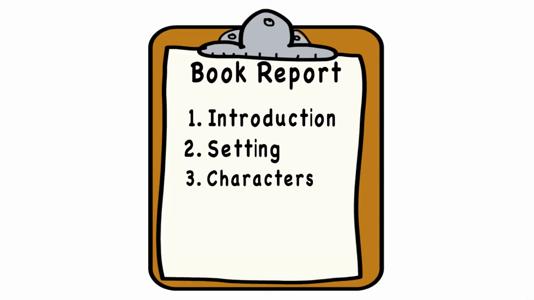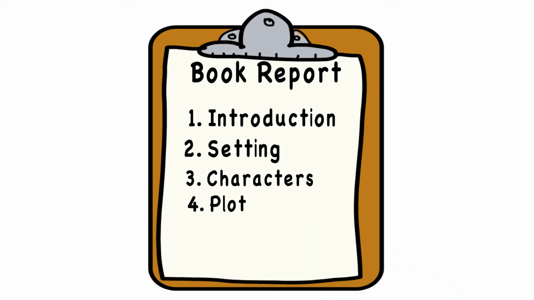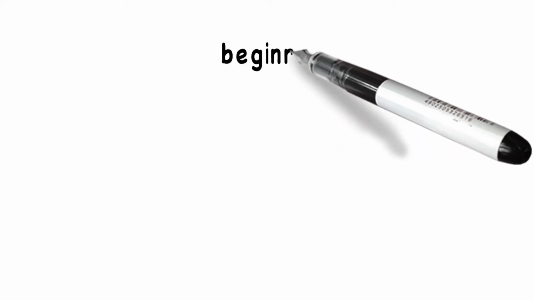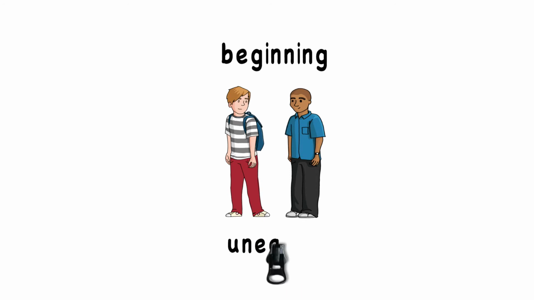Now that we've got the setting and the characters, let's move on to the plot. The plot is where we briefly tell the most important events in the story. In the beginning of the story, we meet Martin Luther King as a little boy. We learn that he faces a big problem. Because he is black, he is not treated equally.